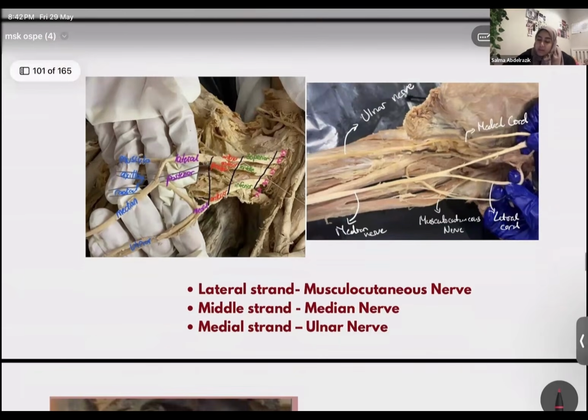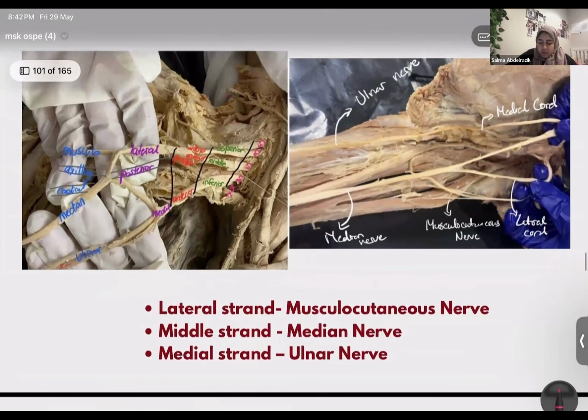And this is the whole Dr. Vlad's lecture. It's not OSPE. I'm just saying it could come. Anyways, if they give you the M, just know what structure you're looking at. Is it the ulnar, median, musculocutaneous? Posteriorly, is it the axillary or the radial? You get the hang of it.